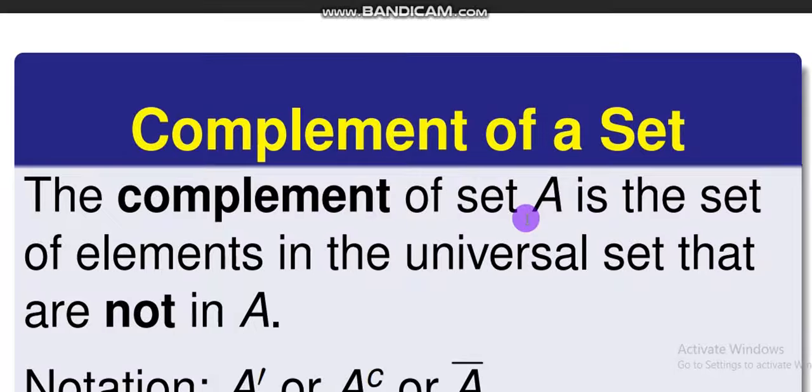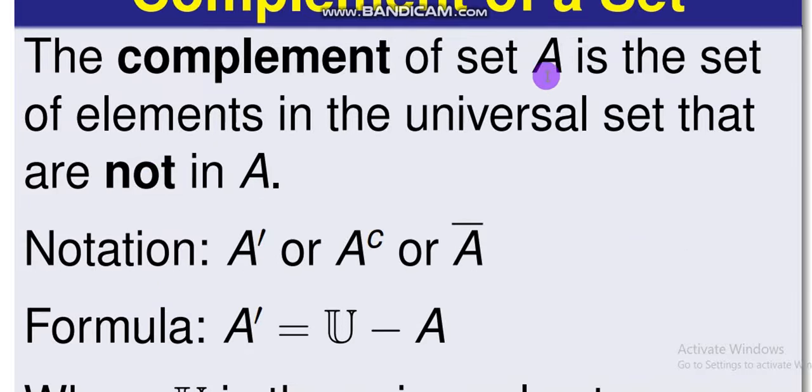Okay, let's see what we have next. Complement of a set. What is the meaning of complement of a set? Now, the complement of set A, let's say A is a set, is the set of elements in the universal set that are not in A. Suppose you have a universal set, then all the elements in set A are in that universal set. Now, if you want to find the complement of A, it will be a set of all the elements that are not in A, but they are found in the universal set.